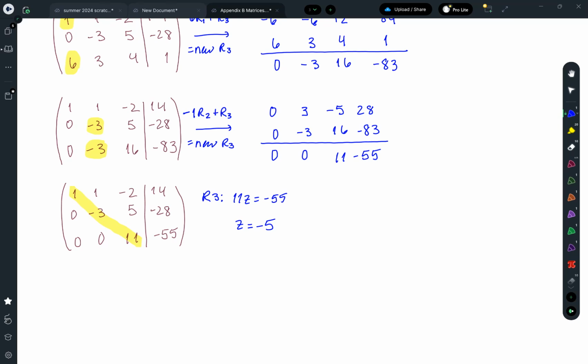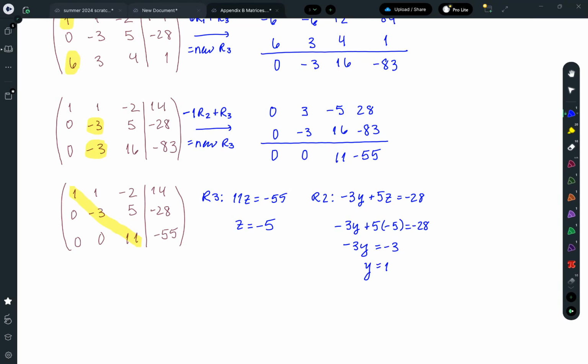Row 2 is saying -3y plus 5z is equal to -28. But I can plug in z equals -5. I have -3y plus 5 times -5 is equal to -28. And so then for -3y, I'm going to add 25 to the other side. It's equal to -3, so y is 1. Okay, that's great.